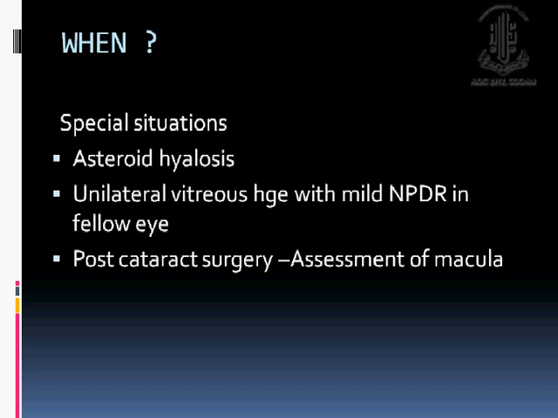And post-cataract surgery, in today's world, OCT is preferable, but the assessment of the macula can also be done by fluorescein angiography.